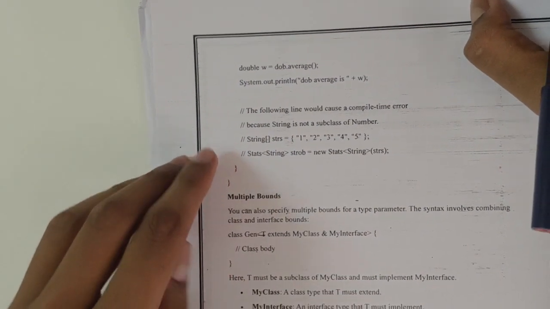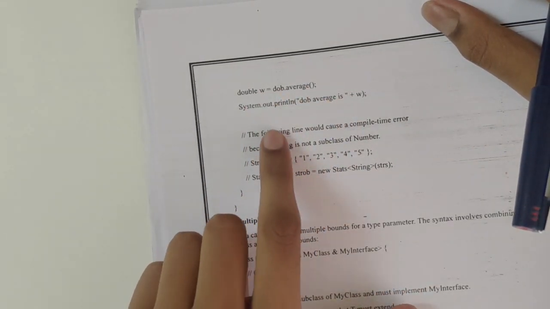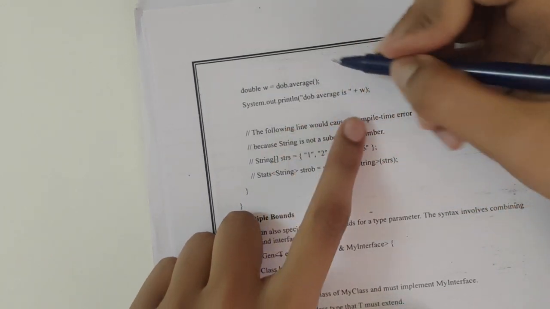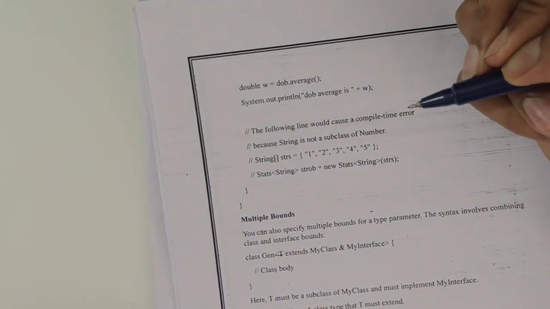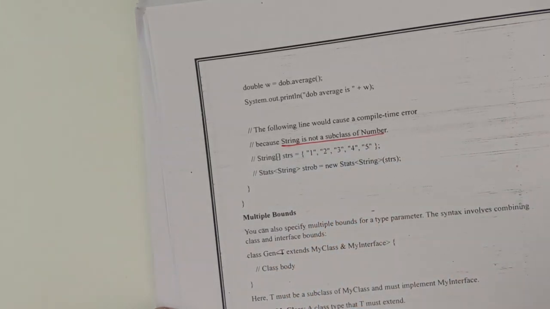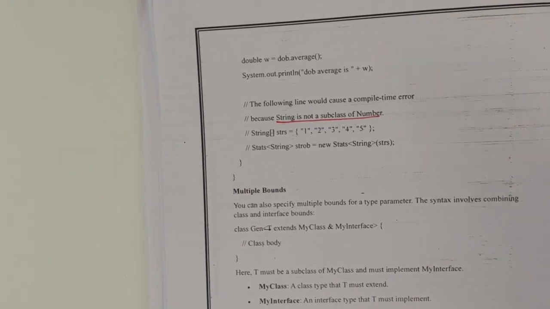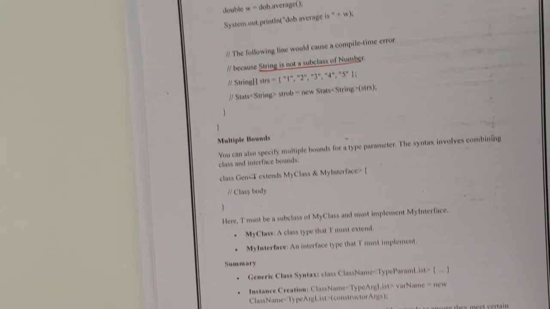Now this particular line, double of a, will cause a compile time error, because String is not a subclass of Number, right? Obviously String is not a subclass of any kind of number. String is itself a collection of characters, so it's not a subclass of any number.